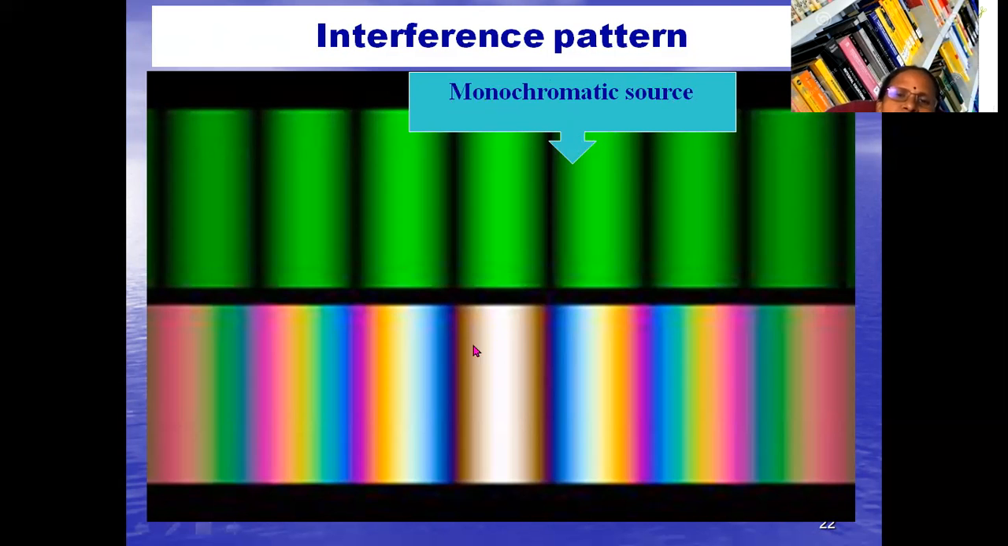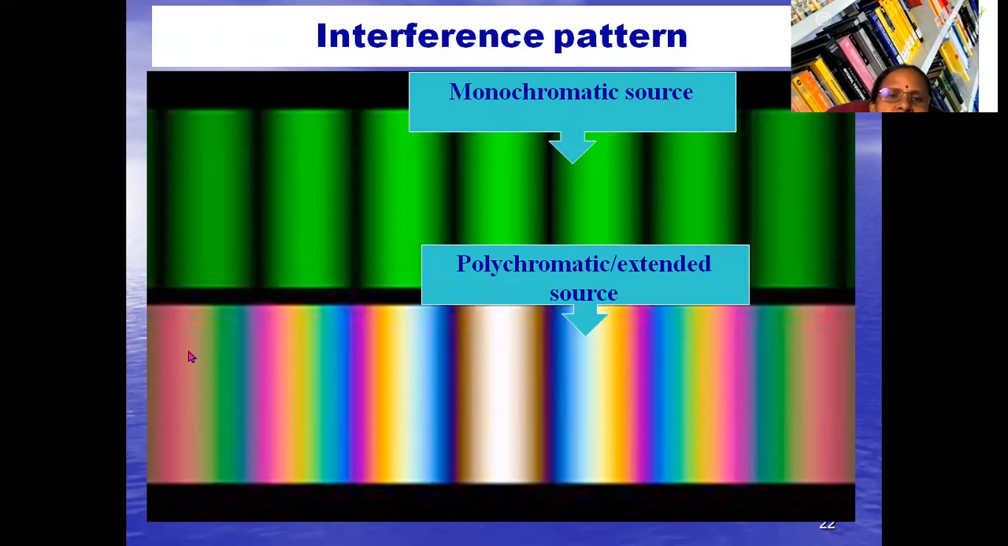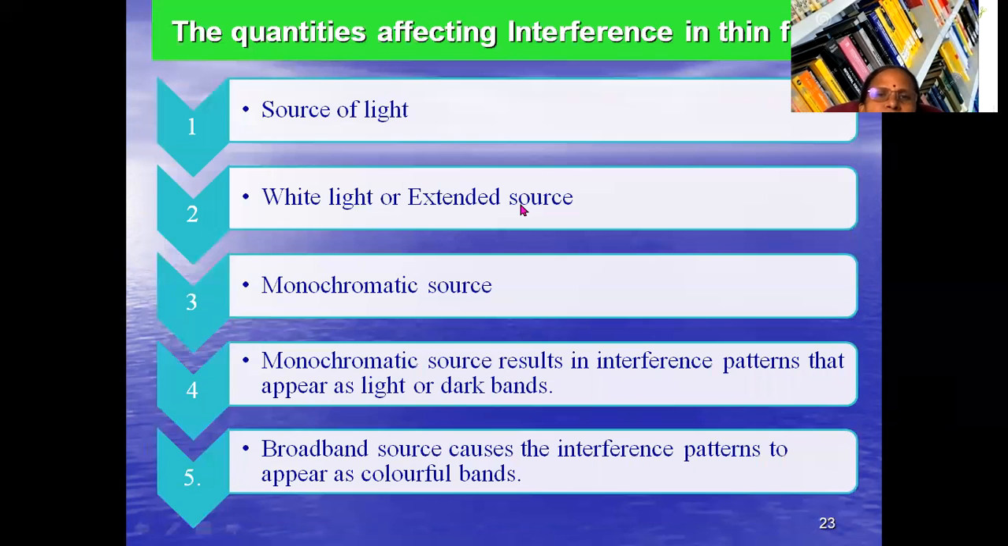And if the incident light is white light or polychromatic light, then the interference pattern will be like this. There is the bright central fringe, which is white, and then after that you will observe so many colorful fringes. So this is the interference pattern due to polychromatic light or extended source, and this is the interference pattern observed due to thin film in case the incident light is monochromatic.